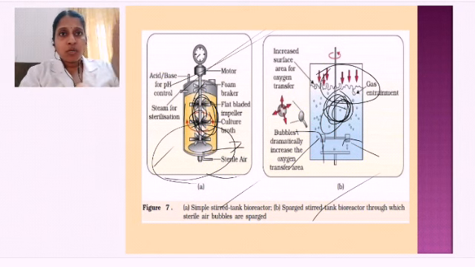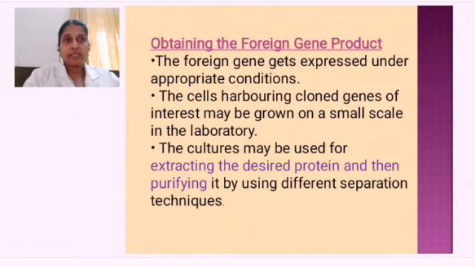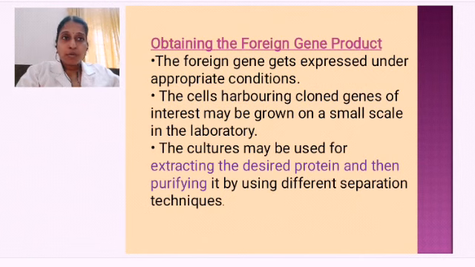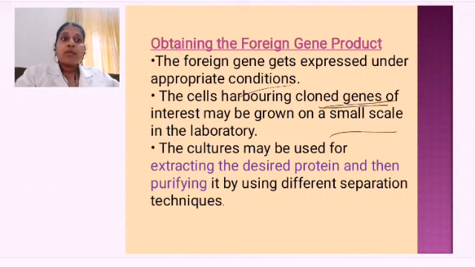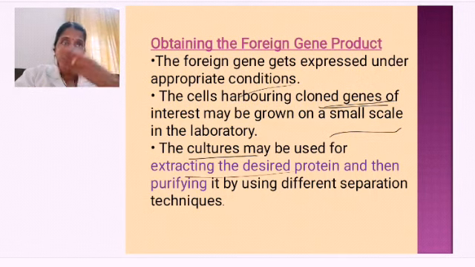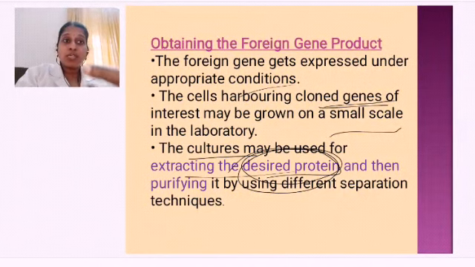Now we will just see what they are saying about this process. Obtaining the foreign gene product: the foreign gene gets expressed under appropriate conditions. The cells harboring cloned genes, that is rDNA, can be grown on a small scale in the laboratory. Thereafter, the bacteria grown in the bioreactor are used to extract the desired protein. What is that protein? Insulin. And it is purified. As I told you, adding preservatives, doing all sorts of tests, then they are releasing it.